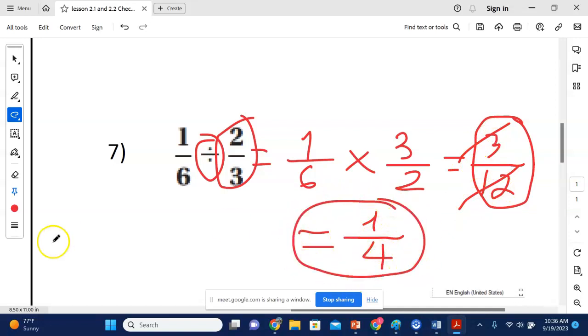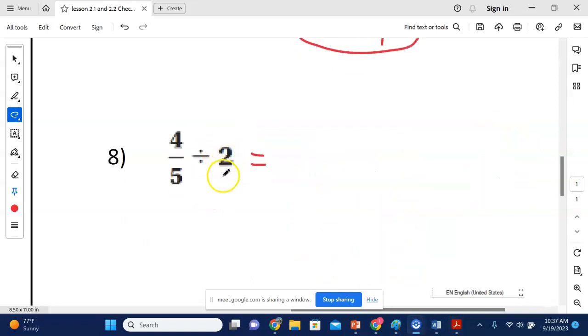Any questions for me so far with this? Okay, number 8. Every time you see a whole number, and again, you don't have to do this if you don't want to, but I always recommend you put a what under. Put a 1 under. Turn that into a fraction so it's easy for us to keep track of our work. Okay, so 4 over 5. Keep the 4 over 5. Change the division into multiplication.